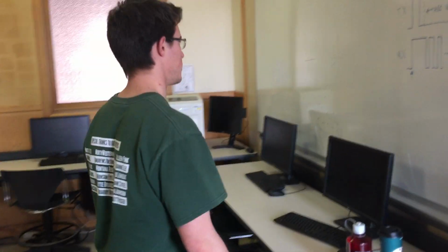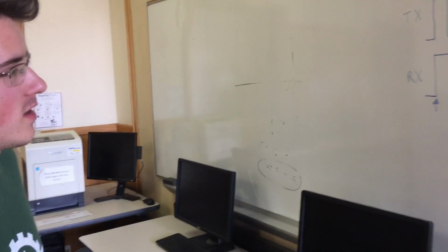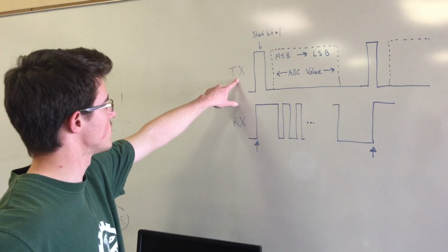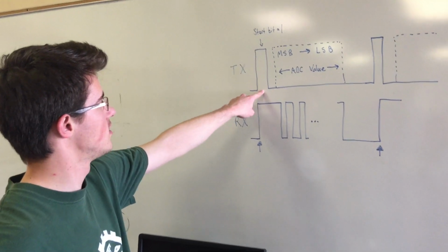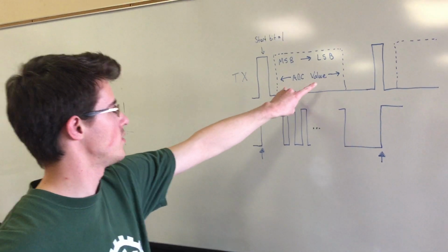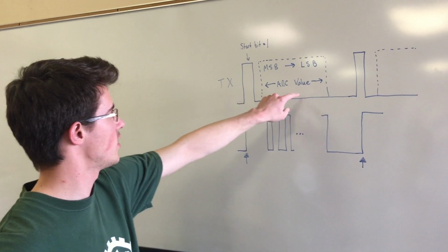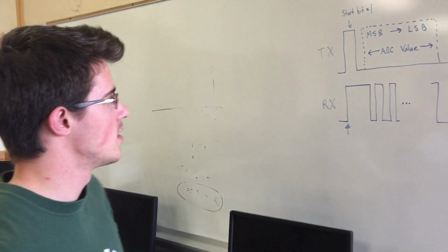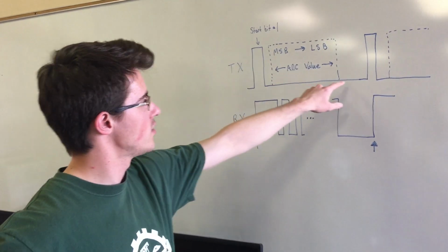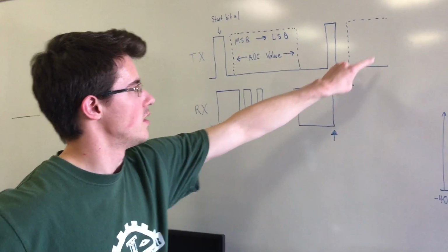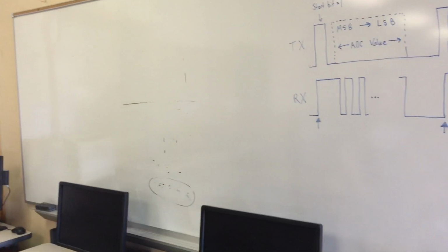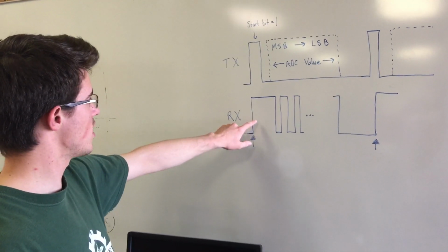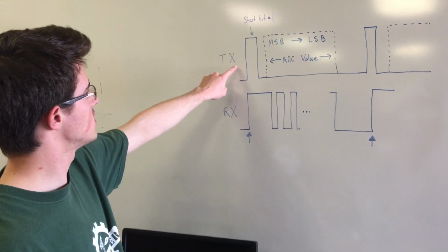Alright, so a brief overview of how our code is working. On the transmitter side, the first thing that we send is a 1 bit, and then we follow that up with the 10-bit ADC value that we read, from most significant bit to least significant bit. Then once we send that ADC value, we send another 1, and then we send the next ADC value. What's happening on the receiver is that it throws a hardware interrupt when the TX sends that first 1.